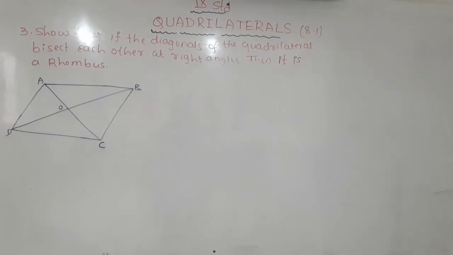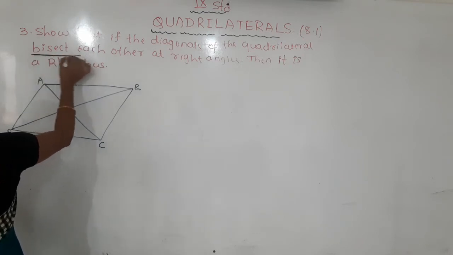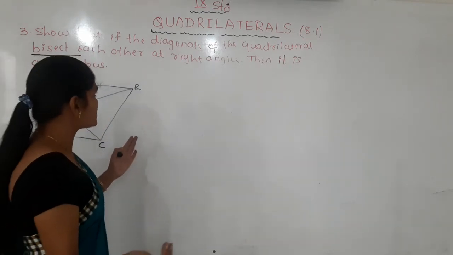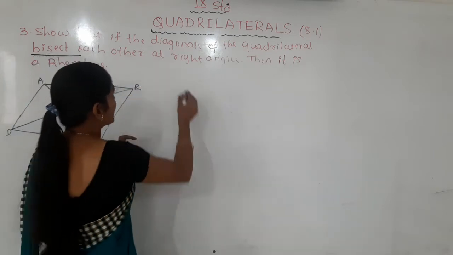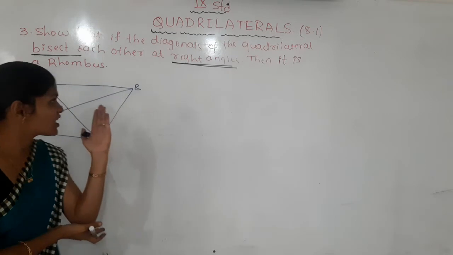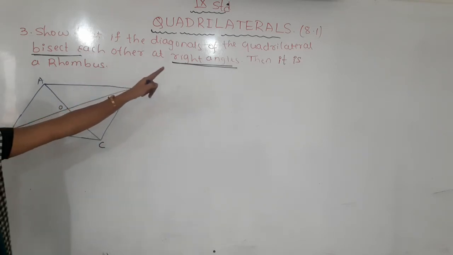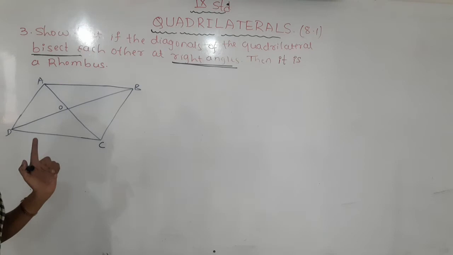If the diagonals of a quadrilateral bisect each other, yes, bisect means divide into two equal parts, at right angles. Must ensure they bisect at right angles. Then it is a rhombus. Yes, take here ABCD. It is one of the quadrilaterals. What is it? Quadrilateral.